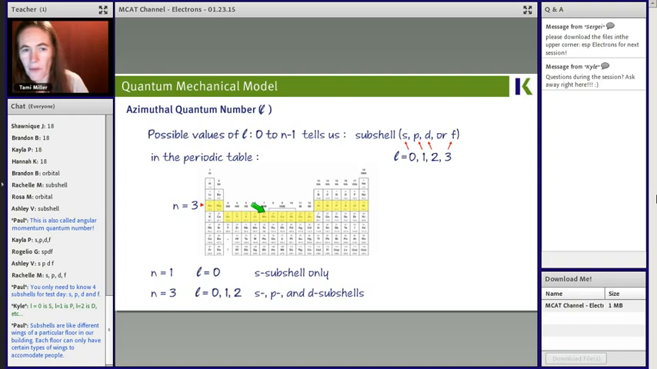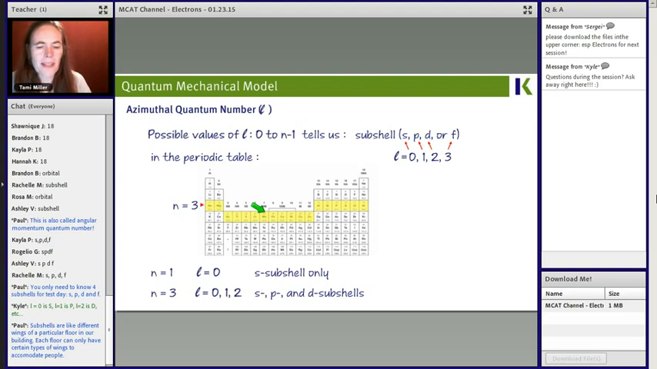Now, when we look at n equals 1, L is 0. So we only have 1 orbital. All right? That makes sense. We know that the s has 1 orbital. Look at our n equals 3. Okay, we can have s, p, and d subshells. So we can have multiple subshells in there.